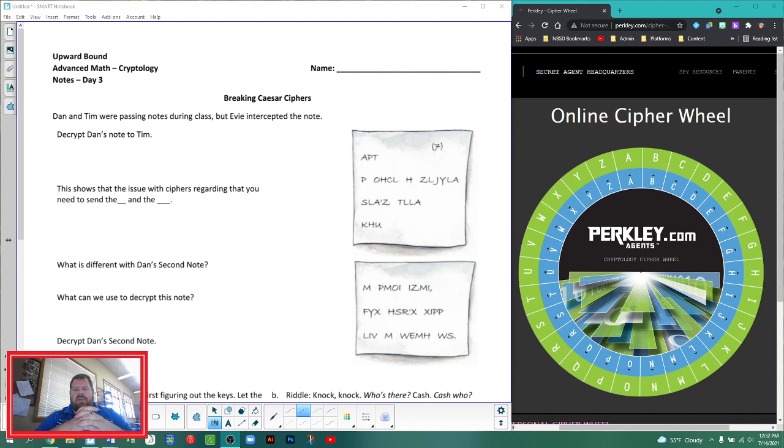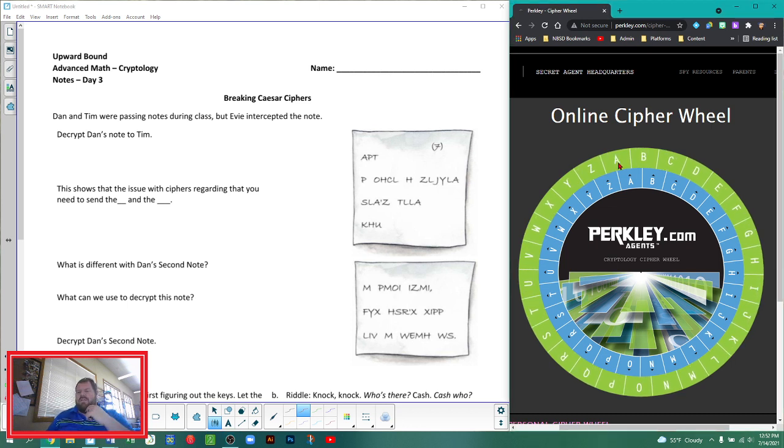The first note that we see here has a 7 up there. So I'm going to guess that it was encrypted with a shift of 7. So 1, 2, 3, 4, 5, 6, and 7. So 7 turns an A into an H. We want to decrypt this note.